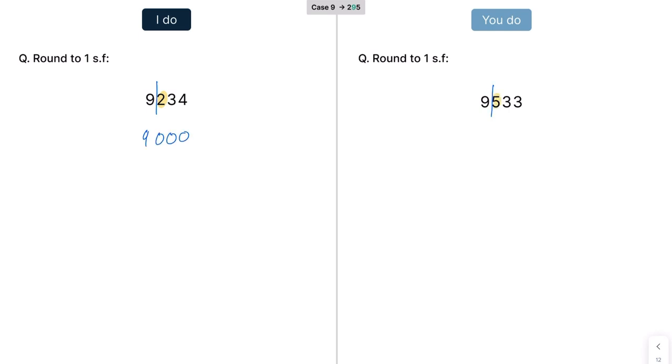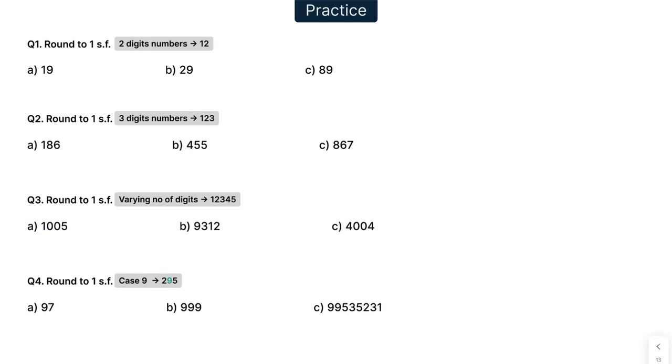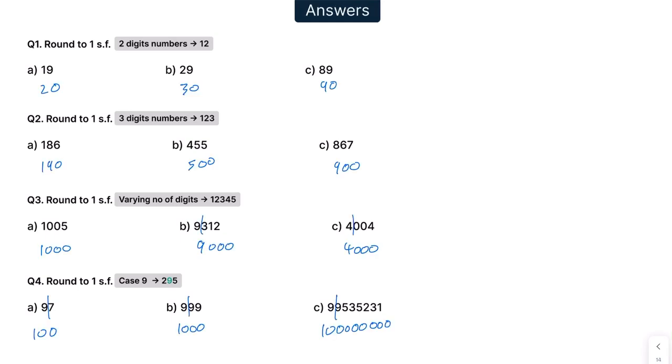So in this case, hopefully you've pressed pause and had a go. So the decider is a 5. That's telling me that the 9 rounds up to a 10. Everything else becomes a 0, so that's going to be 3 zeros there. Now, press pause and have a go at these practice questions. When you're ready, press play for the answers. Here are the answers, mark your work.